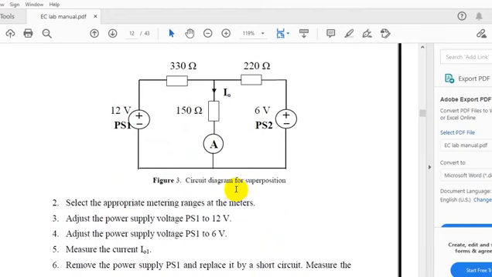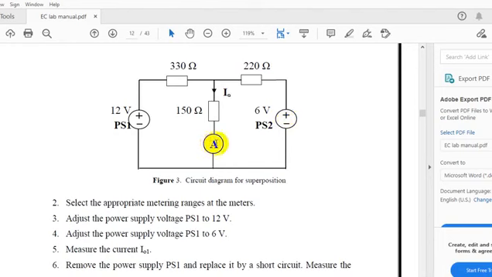First we will measure the total current in the circuit. We will apply 12 volt here and 6 volt here, power supply 1 and power supply 2, and take the whole current from here with this ammeter. So this is I naught, the total current in the circuit. In the first part, we will remove supply 2 and short it because this is a voltage source. When you replace a voltage source, it should be a short circuit. When it is a current source, it should be an open circuit.